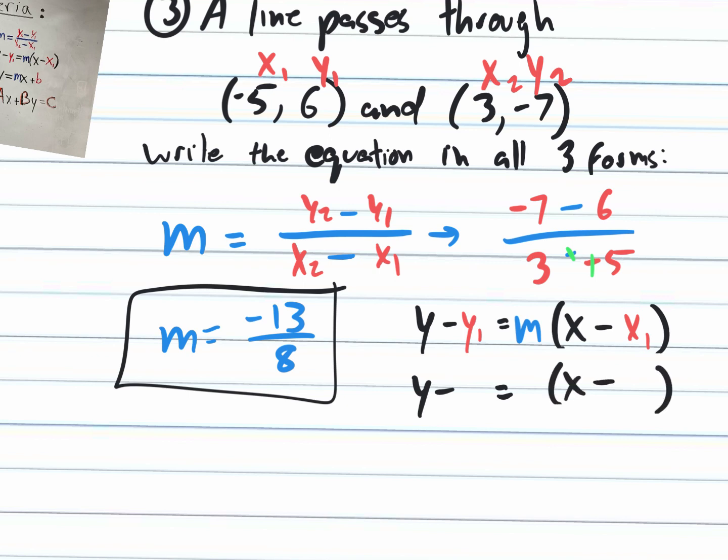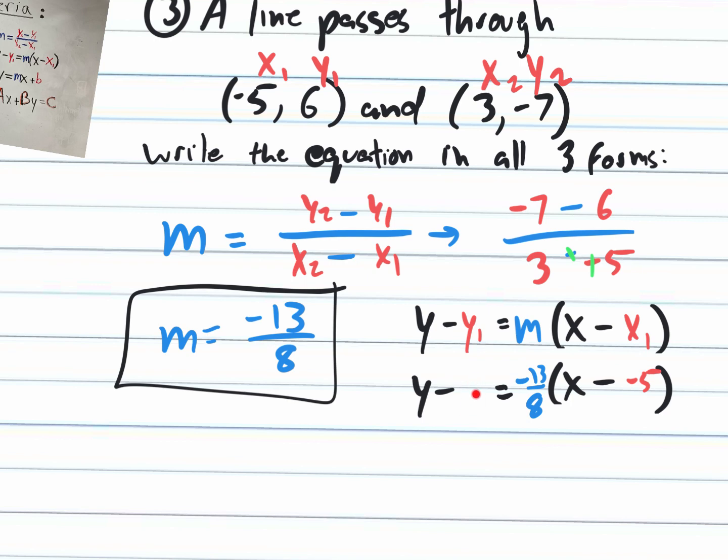That way you could easily plug in your m, which we just found right here. So let's put a negative 13 over 8 right there. And then let's plug in our x1 value right here. What's our x1 value? Negative 5. Like, where am I getting this x1 value from? From the coordinate. X1 is negative 5. So I'm going to plug a negative 5 right in here.